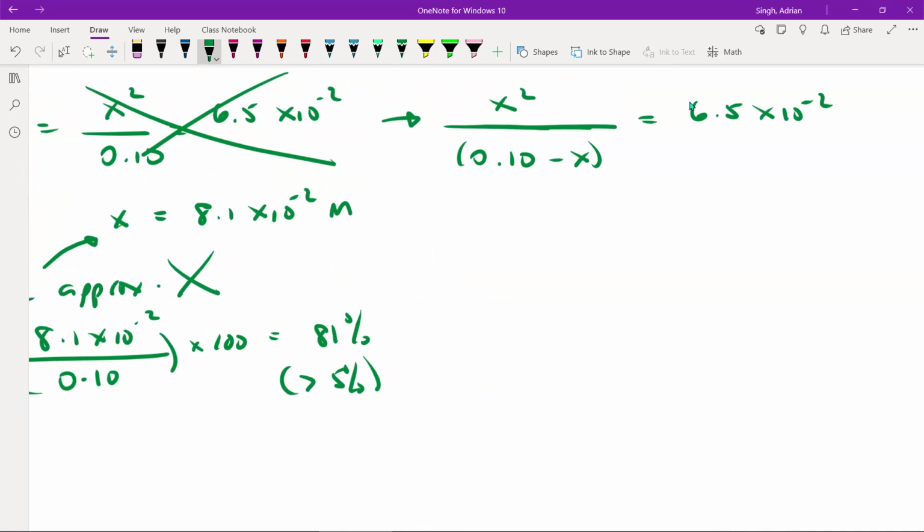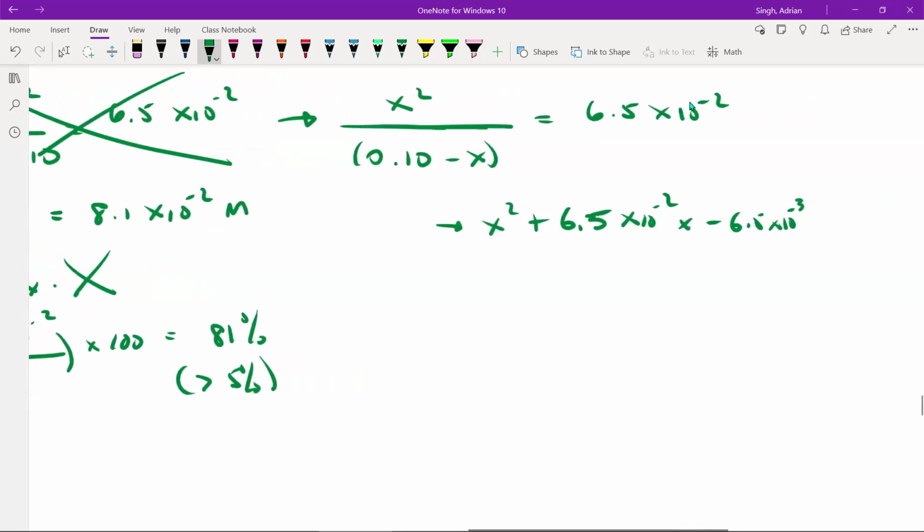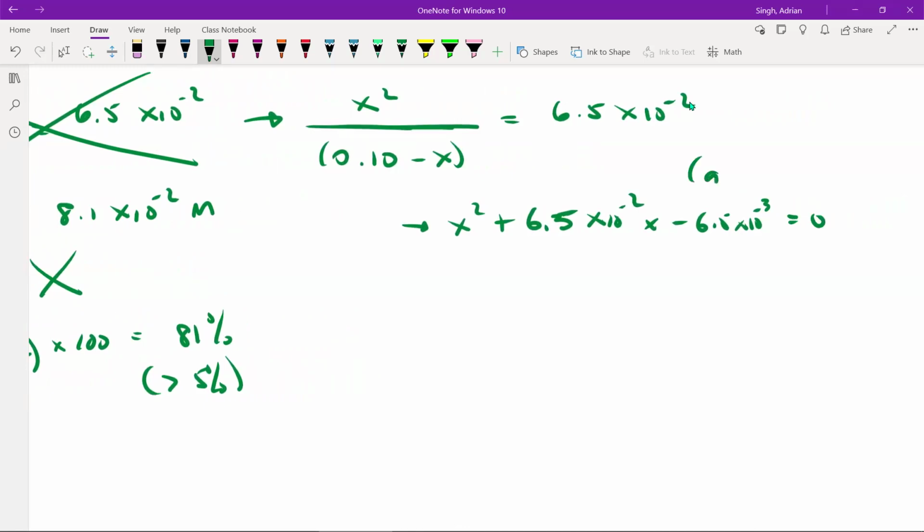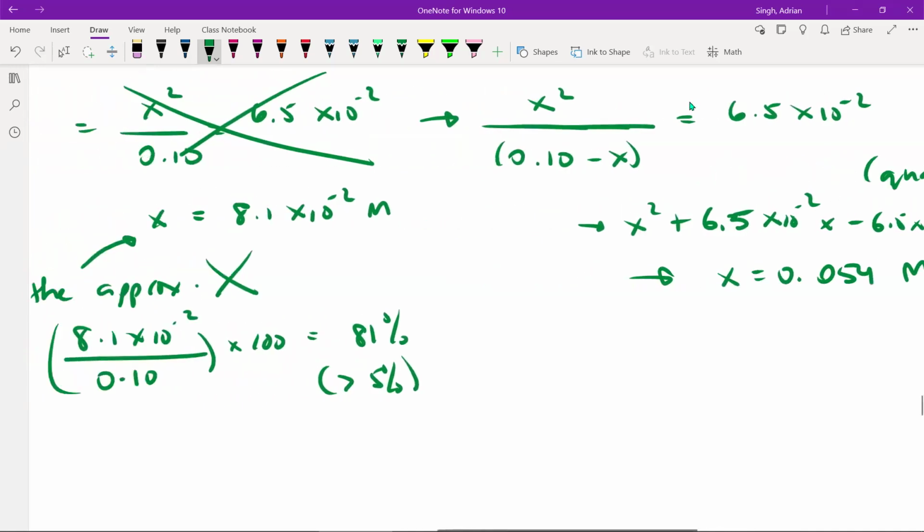We rearrange our equation. Okay, so we end up with X squared plus 6.5 times 10 to the minus 2 X minus 6.5 times 10 to the minus 3, and that is equal to 0, right? This is your quadratic equation. And we have to do that because the approximation isn't valid. And then we solve it, X would be equal to 0.054 molar. Okay, and that's the value for X that we get.